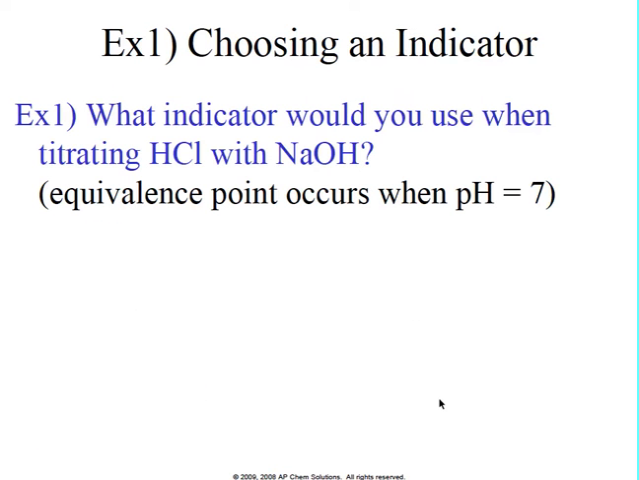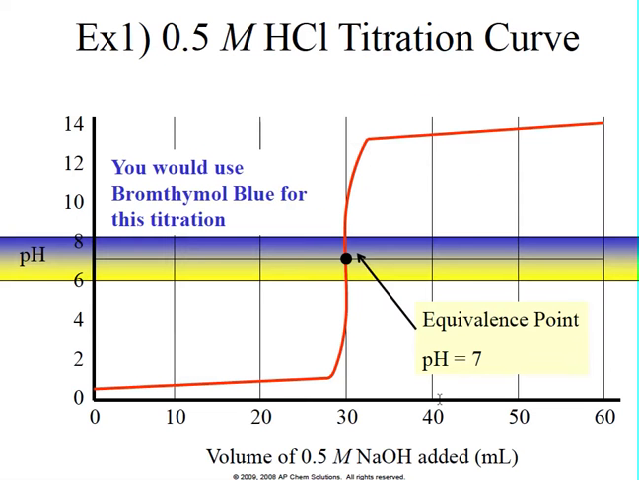Okay, so how do you choose an indicator? What indicator should you use when you titrate HCl with NaOH? Now remember, HCl is a strong acid, NaOH is a strong base, and because you have a strong acid and strong base, the equivalence point is going to be exactly 7. Because why? Because the strong acid is going to produce H+, and sodium hydroxide is going to produce OH-. So if you look at this graph, you see the equivalence point at 7. Bromothymol blue is going to be yellow if it's underneath that, and it's going to start to turn blue when it's above the pH of 7.